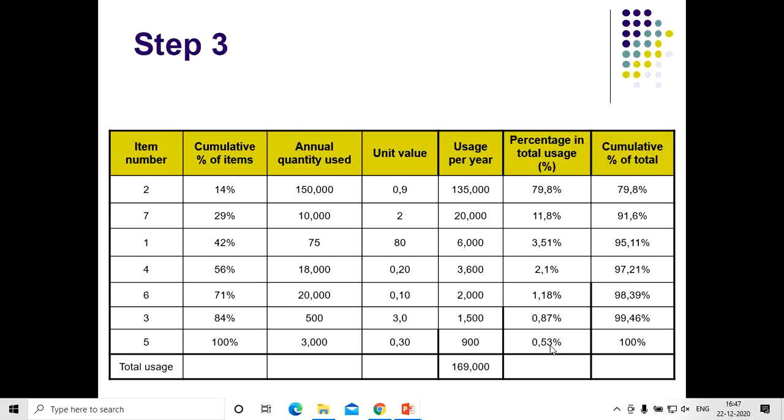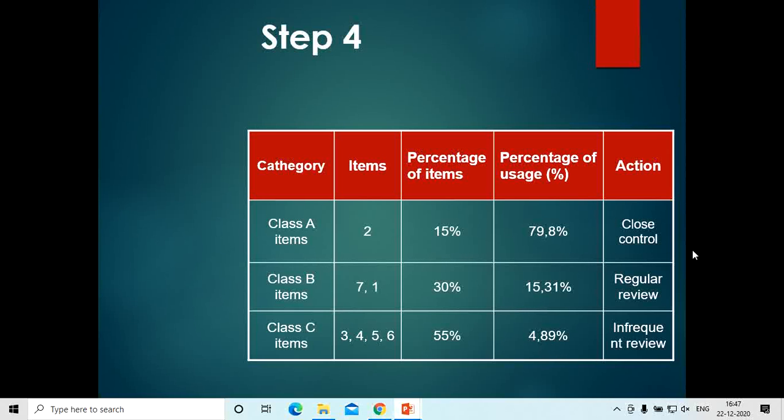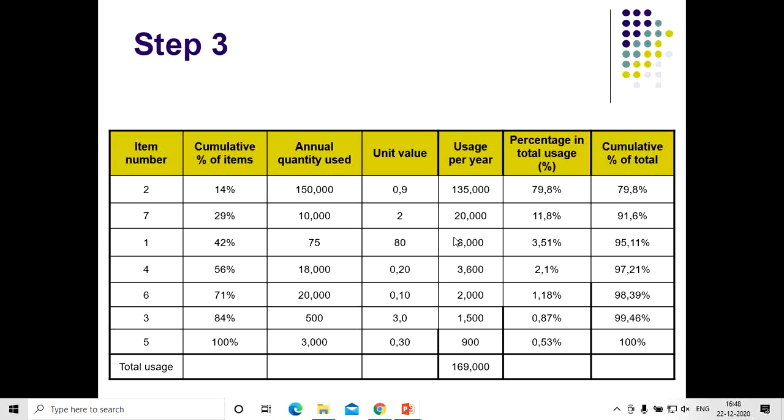Now after this step we are going to segregate all these items into A category, B category and C category. Everybody knows the A category is going to have about 80%, so item number 2 already has 79.8, so let us put only one item in class A. And how did I get this 15% as the percentage of items? Here we can see the percentage usage of this item is 15%.